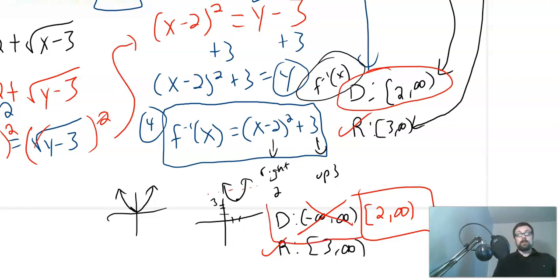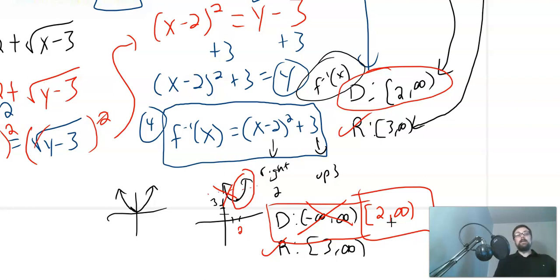By restricting the domain to just 2 to infinity, what part of the graph will be left? This part goes away, because here's where 2 is. So if I just restrict the graph from 2 to infinity on the x-axis, I just get this part of the parabola, which is now one-to-one because now this horizontal line only crosses the graph once instead of twice.